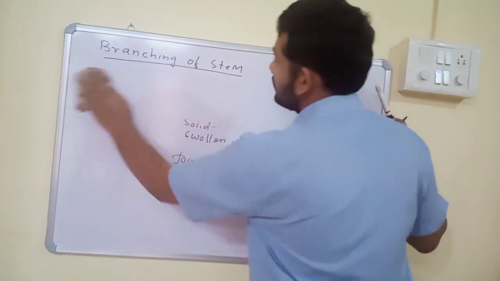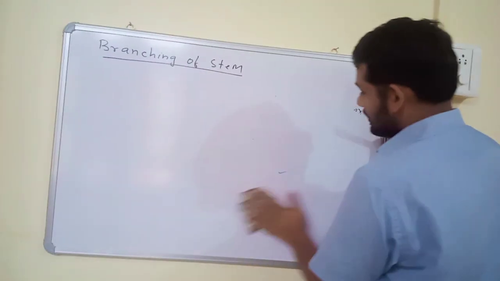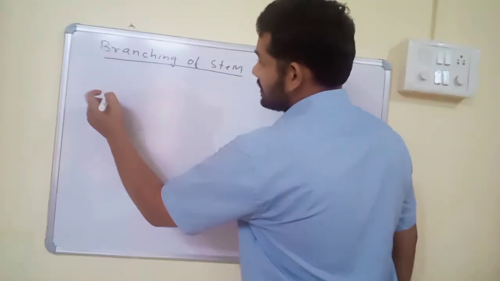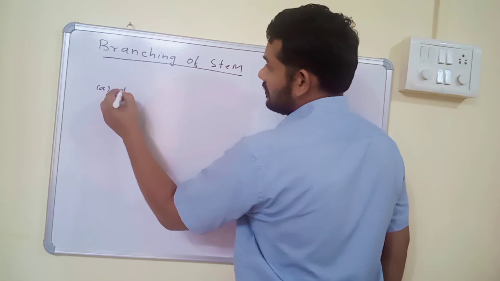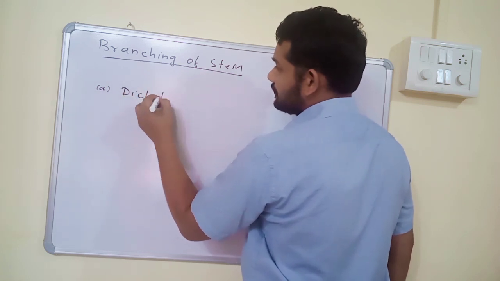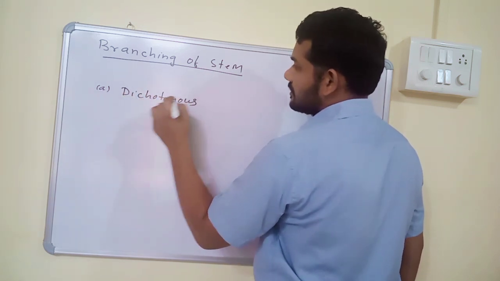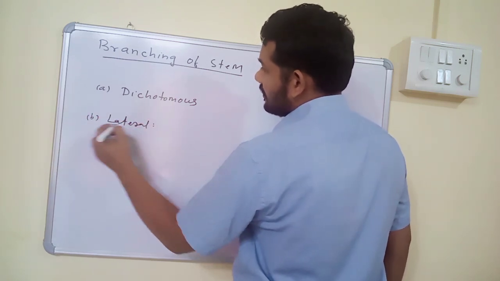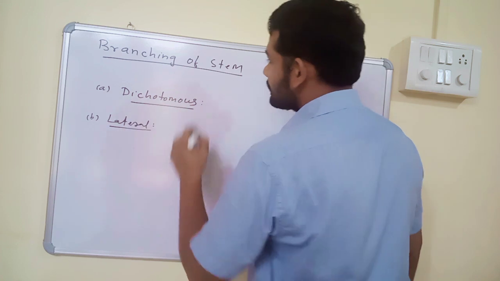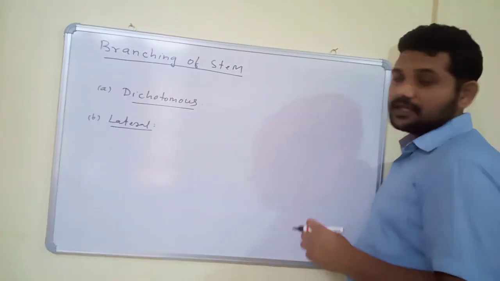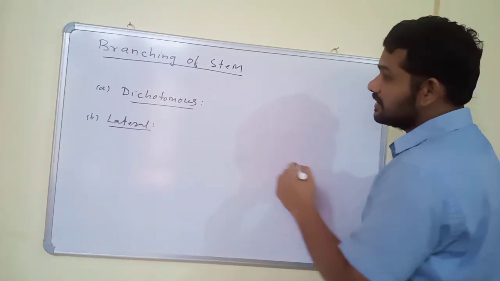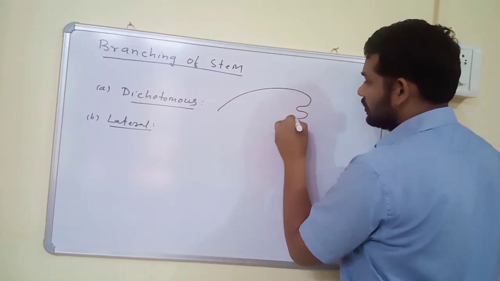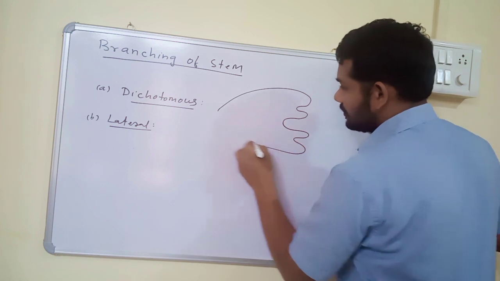The stem may also possess various branches, and branches are usually of two types. Some are called dichotomous branching, and some are called lateral branches. In dichotomous branching, the growing point is divided into two. For example, this is the growing point, and the growing point is divided into two.